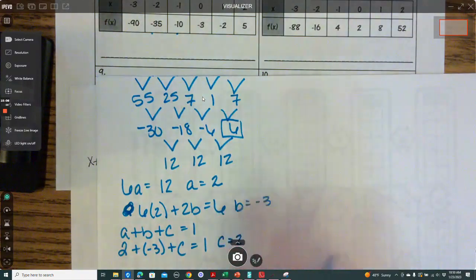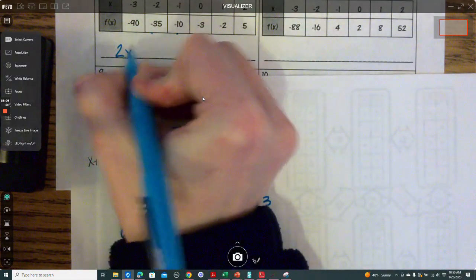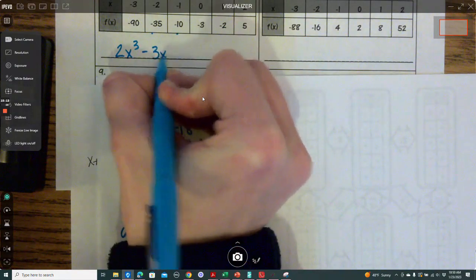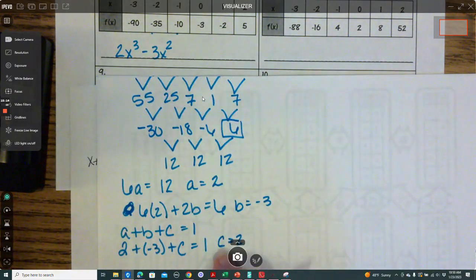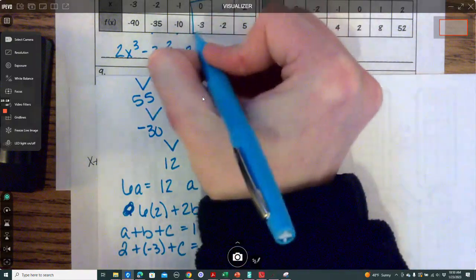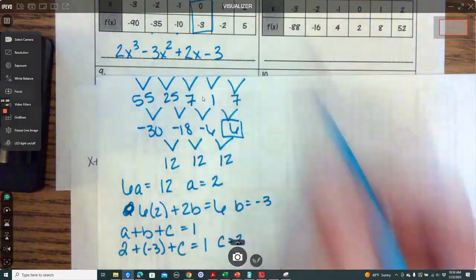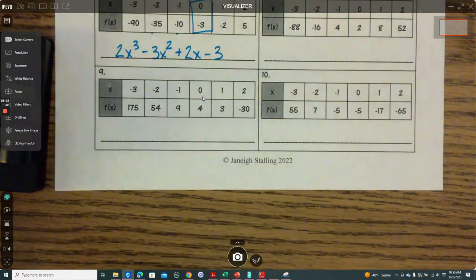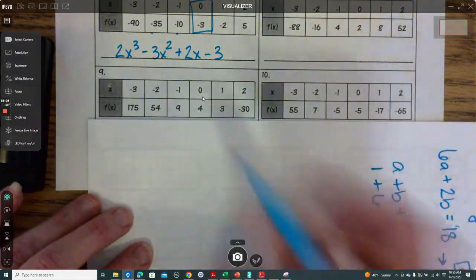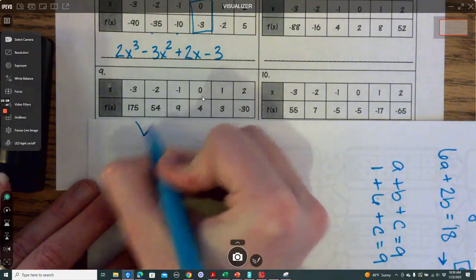So A is a 2, so 2x cubed. B is a negative 3, negative 3x squared. C is a 2, plus 2x. D, negative 3. Yeah. Okay.